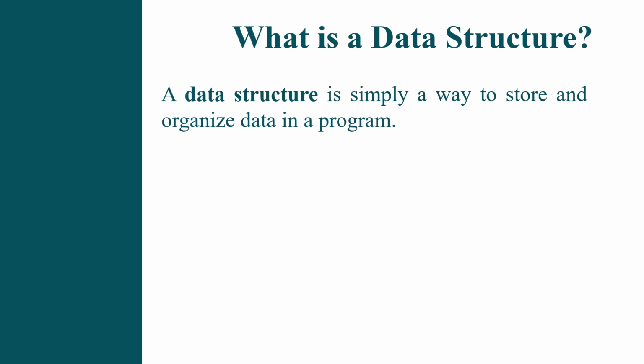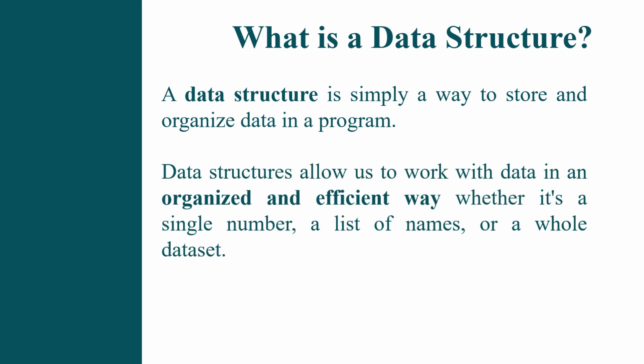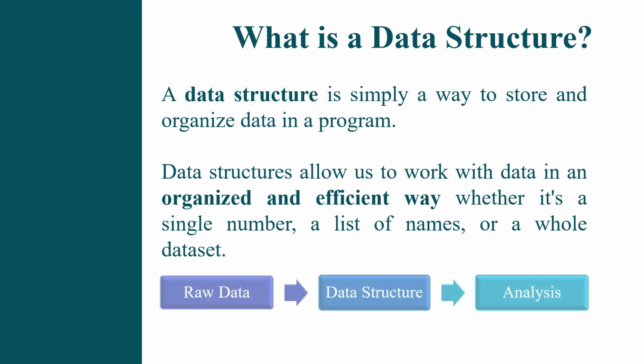A data structure is simply a way to store and organize data in a program. Data structures allow us to work with the data in an organized and efficient way, whether it's a single number, a list of names, or a whole dataset. So in simple words, data structures help us to store a number, a text, or even more complex types of data. Without proper data structures, it would be very difficult to analyze or process data. So understanding these structures is foundational for doing anything meaningful in R, such as analysis, visualization, modeling, or training a machine learning model. All of these require the concept of data structures.